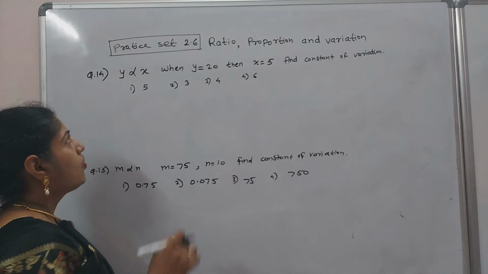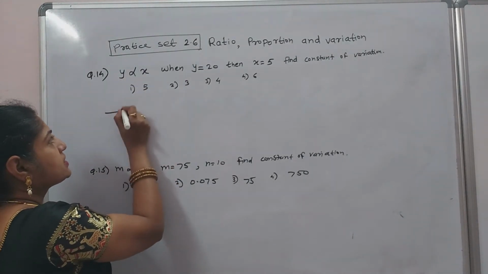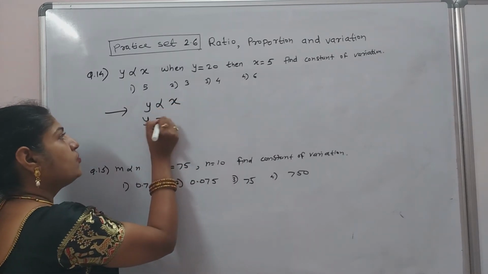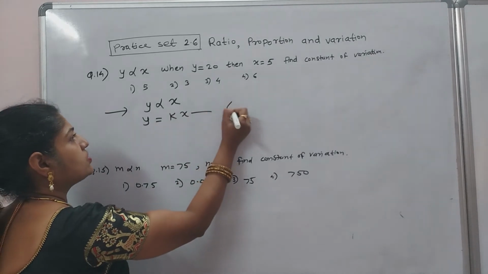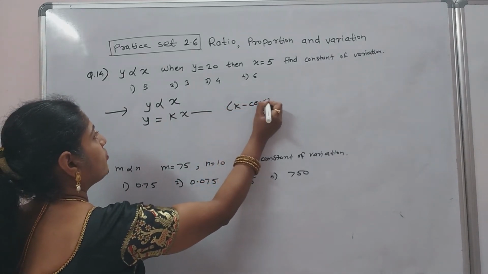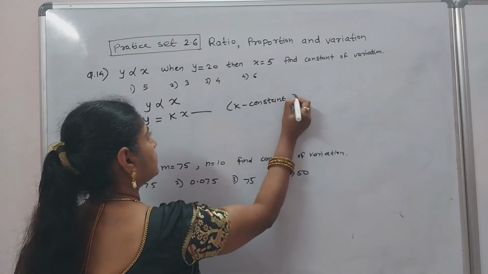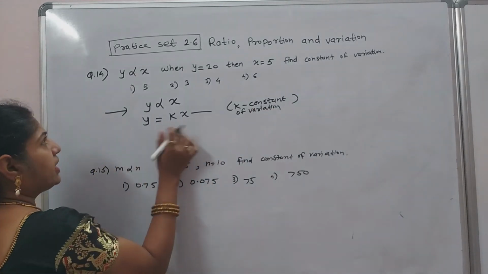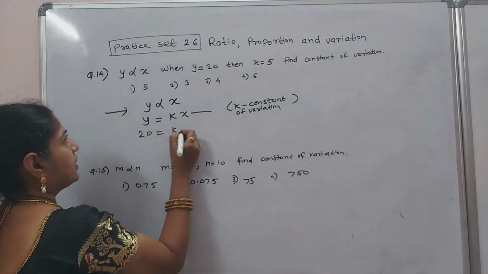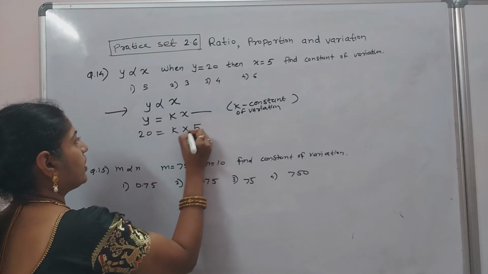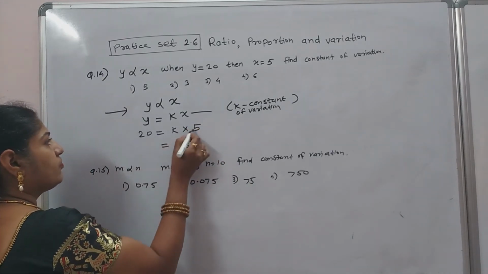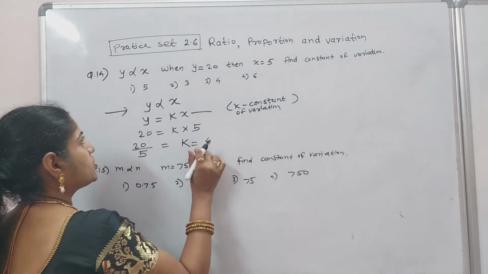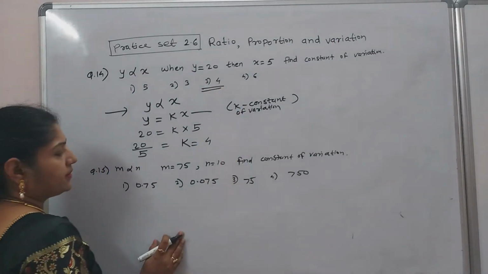Next example, y is directly proportional to x, so y equals k into x, where k is the constant of variation, and we have to find the value of the constant. Put the values of y and x: y is 20, k, x value 5. So find out the value of k. 5 goes in division, 5 4s are 20. So our answer for the constant of variation is option number 3.